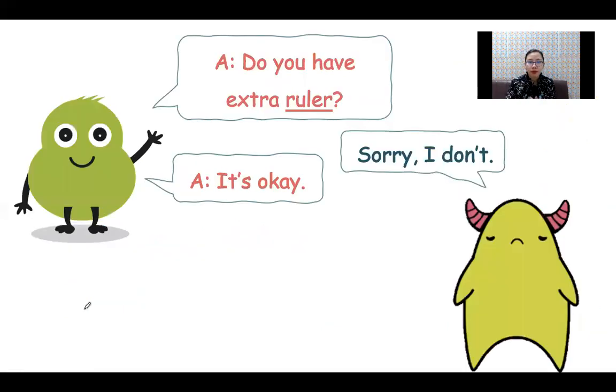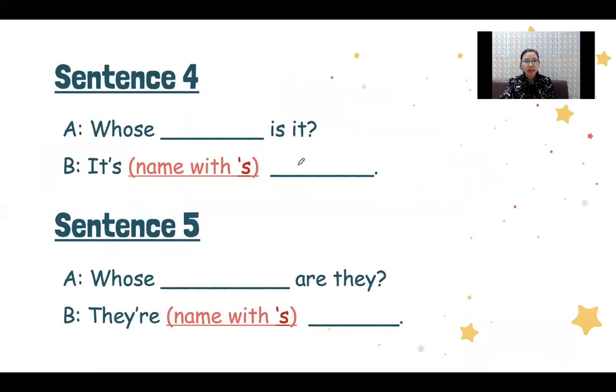Example. So this is A again, and this is B. A says, do you have extra ruler? B: Sorry, I don't. All right, A will say, it's okay. Okay. Oh, we actually have five sentences.